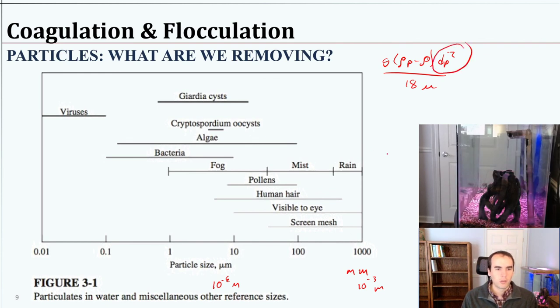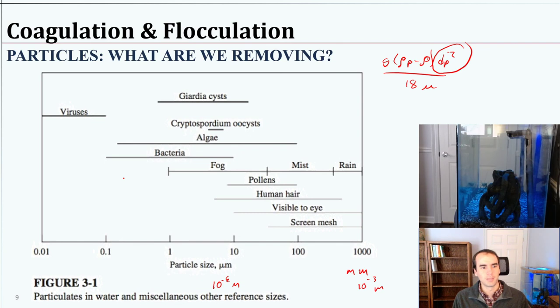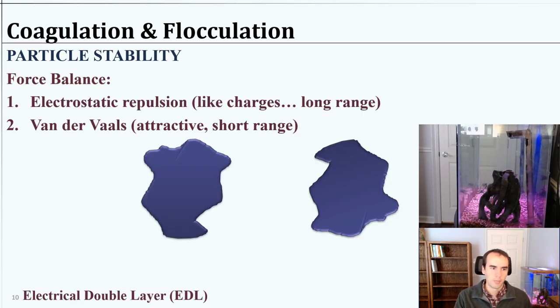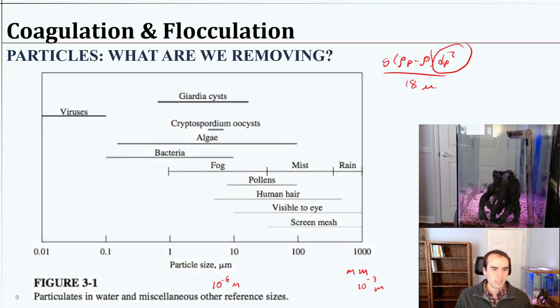So that diameter of these particles is really important. If we have something that's like 1 micrometer or smaller, there's really no chance we're getting a decent settling velocity out of it, unless it's something crazy dense, maybe gold or something. When we can cause them to stick together and grow, that's really helpful. So that's going to be the next topic. We're going to get into particle stability, why particles don't stick together, and how to cause them to stick together. So that'll all be next time.